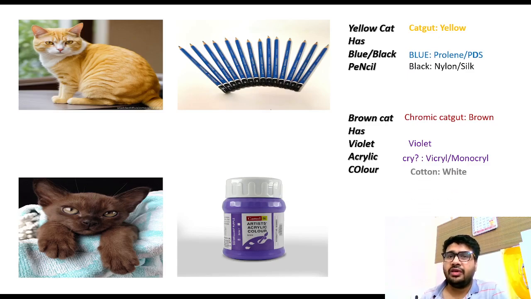Color is C for cotton. O, you can say O is 00, is white. So cotton is white in color.